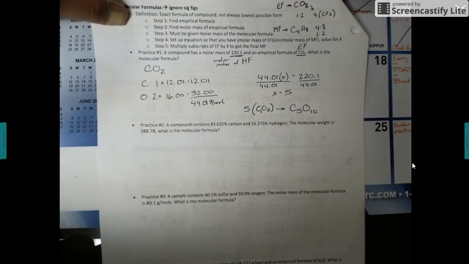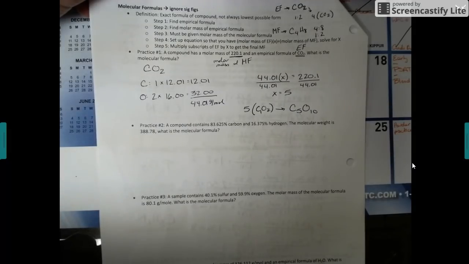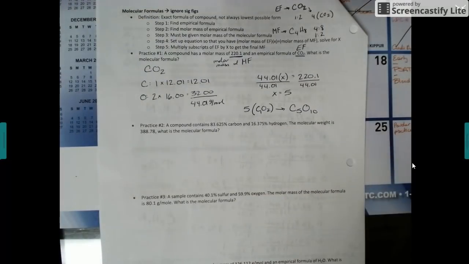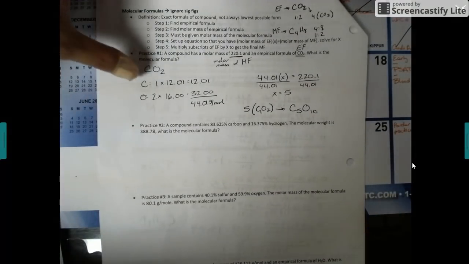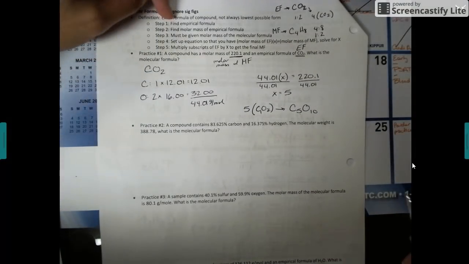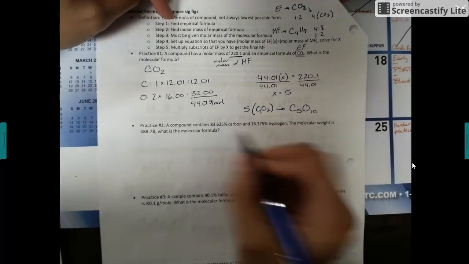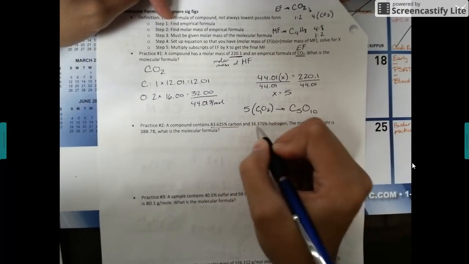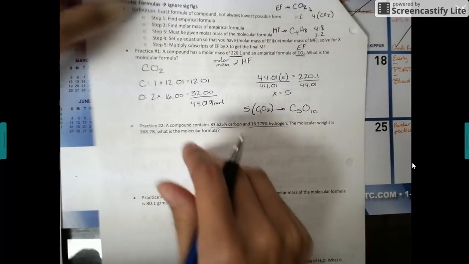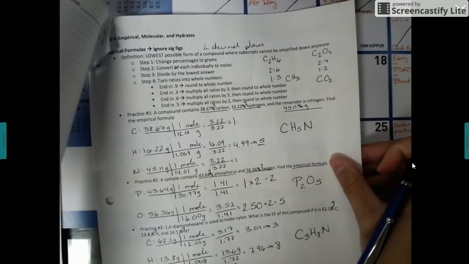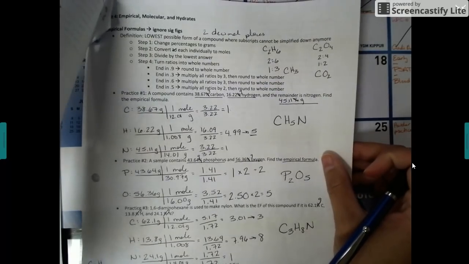Let's look at number 2. Number 2 says a compound contains 83.625% carbon, 16.375% hydrogen. Molecular weight is 388.78. What is the molecular formula? So pause the video if you understand, and if you don't, then watch the video with me. First step is to find the empirical formula. Well, here I don't have the empirical formula, but I do have the percentages. So I'm going to find the empirical formula the way I did it in the work from the other day.